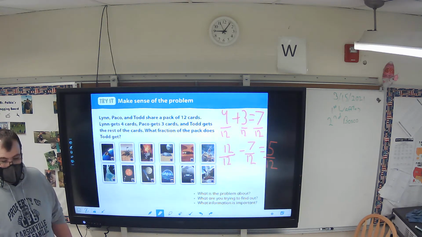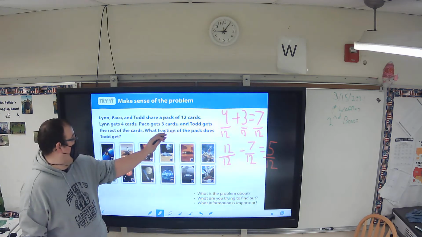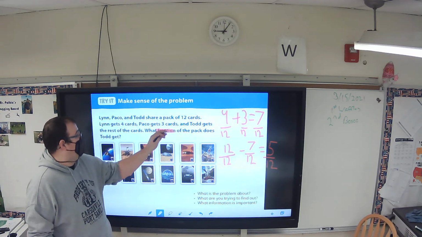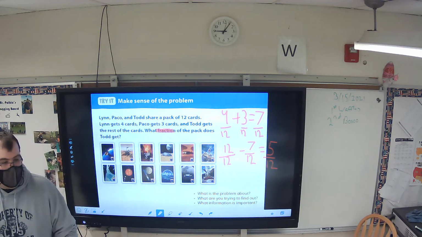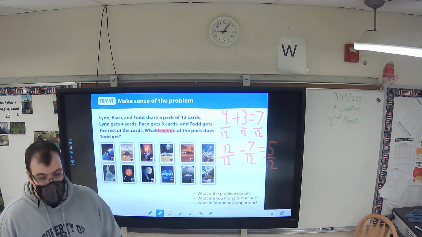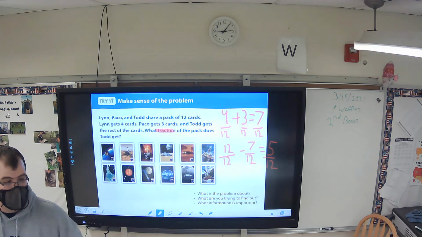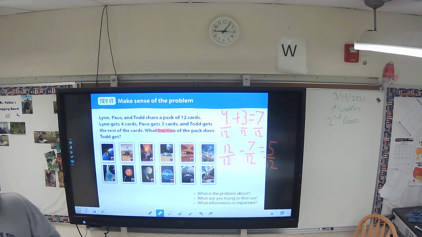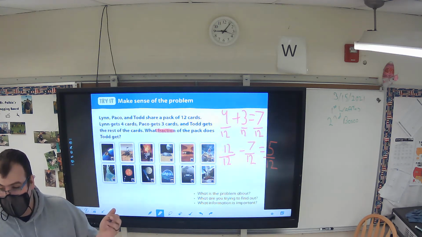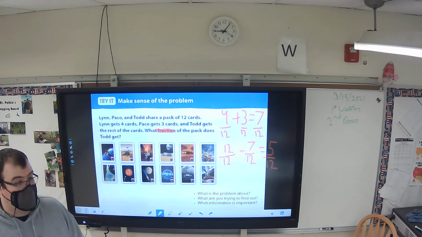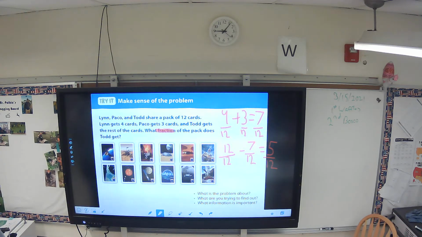I got 5 out of 12. Because remember, it asked what fraction of the pack does Todd get? Did it ask how many cards he had? No, so you have to figure out the fraction. You have to figure out how many he got over how many were possible, right? So it asked for a fraction, so you better answer with a fraction. Yes, Jay.